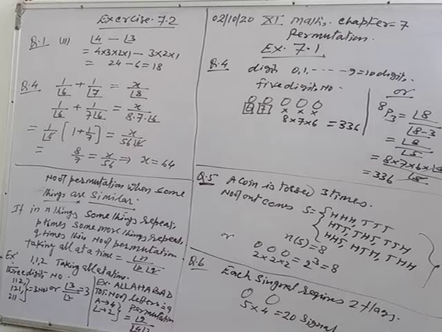Okay. Now some problems from exercise 7.2. In this exercise you only have to solve factorials and break the factorial, as you know. So question number 1, second part, factorial 4 minus factorial 3. You can break it as 4, 3, 2, 1 minus 3, 2, 1 and solve it. In the next, question number 4, here also you have to break the factorial and find the value of x.